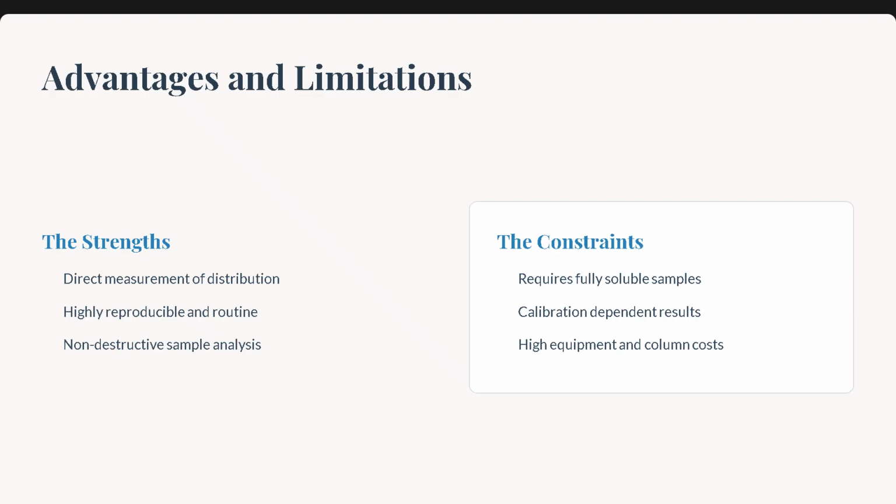Let's look at both strengths and constraints. The strengths: GPC directly measures molecular weight distribution. It's highly reproducible and widely standardized. And it's non-destructive. But there are limitations. Samples must be fully soluble. Results are calibration dependent unless absolute detectors are used. And the equipment and columns are expensive. Understanding both sides helps interpret data correctly.